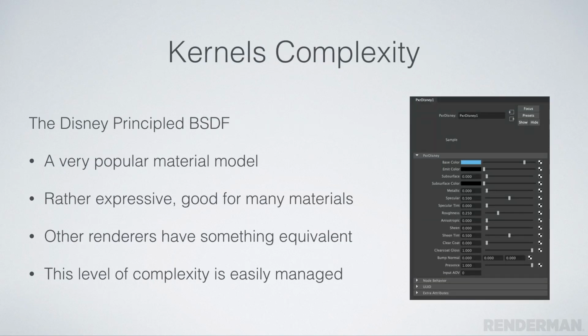So let's take a peek at what we mean when we say complexity in the kernels. Let's look at one particular material, the Disney BSDF. This is rather flexible. It's a great shading model. It can describe many materials, and it is popular. People use it. Most renderers implement this model or their own equivalent. And this is manageable. This level of complexity is not what we consider an issue.